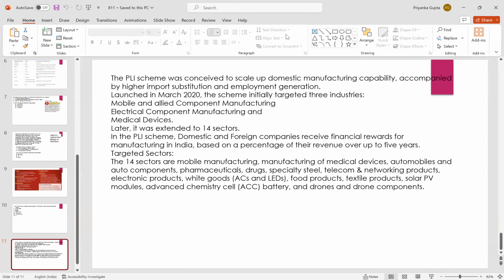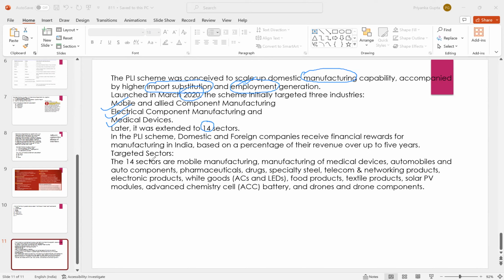The PLI scheme was conceived to scale up domestic manufacturing capability accompanied by high import substitution and employment generation. Because it basically aimed at making India strong in its manufacturing domain, thereby substituting import with our own production and generating employment. It was launched in 2020. Initially, it targeted mobile, electrical component manufacturing and medical devices. Presently, it is extended to 14 sectors. Under this, the domestic and foreign companies receive financial incentives for manufacturing in India based on their revenue up to 5 years.